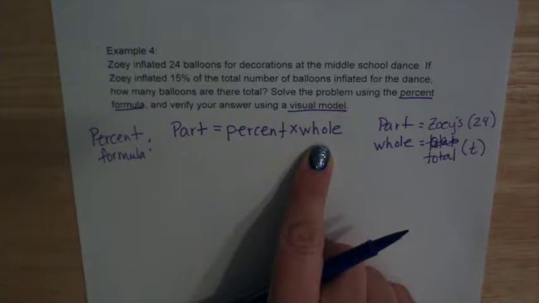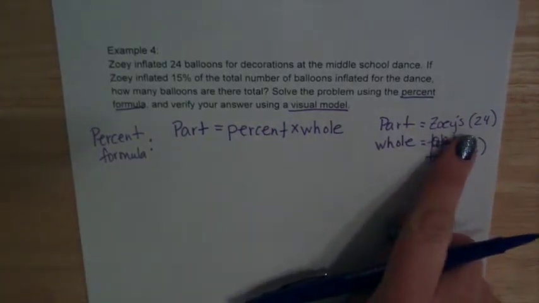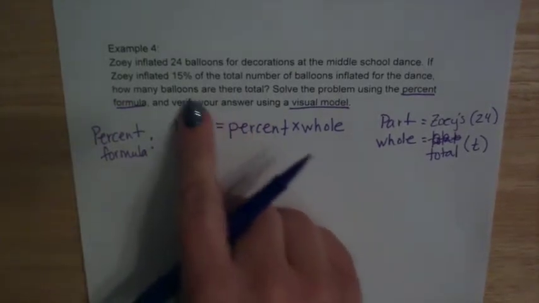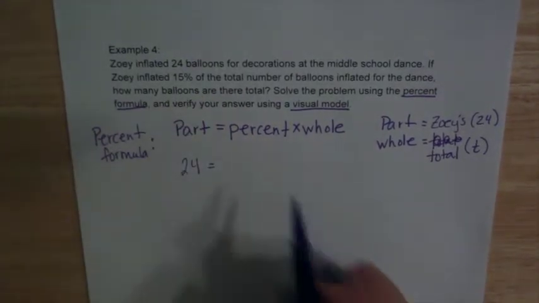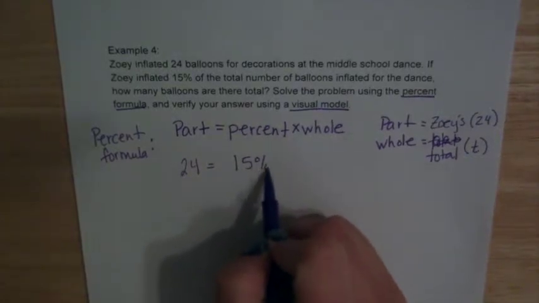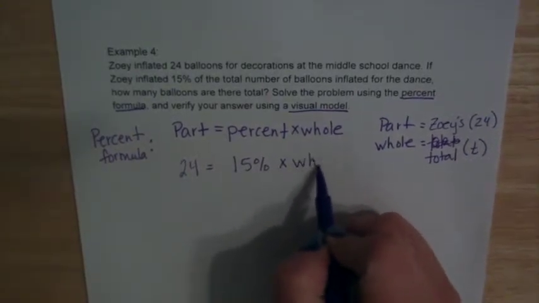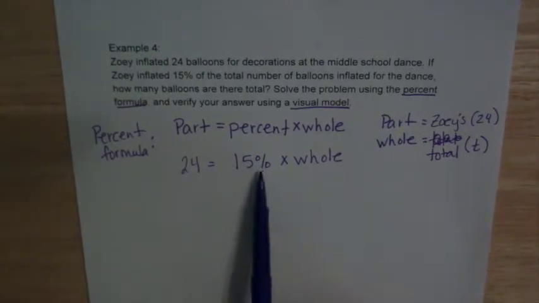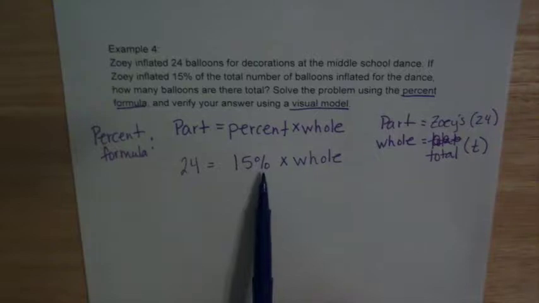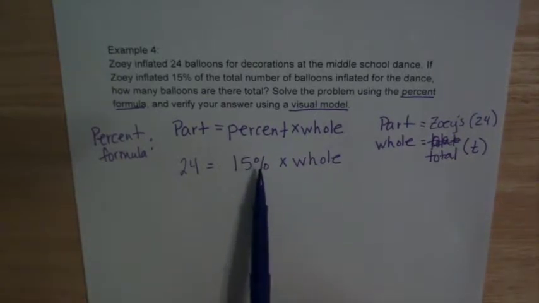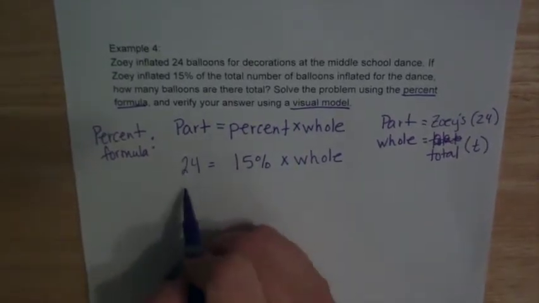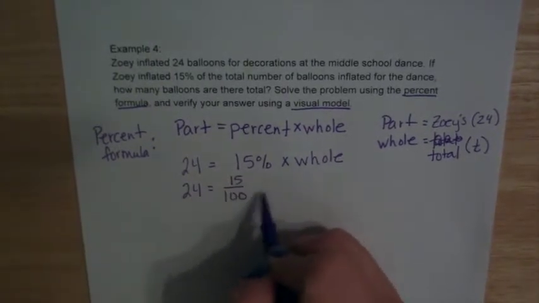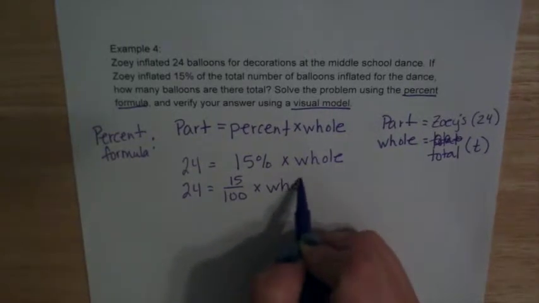All right, so now let's use our information here, and we'll put it in here and see what we can find out. My part is Zoe, so 24. My percent is the percent that she inflated, which was 15%. And then we're going to say times our whole. Now we can't work this problem with this written as a percent. We need it to be a number, not a percent. So we're going to change this into a fraction. Remember we talked that percent is per 100. So we're going to say 24 equals 15 over 100 times the whole.